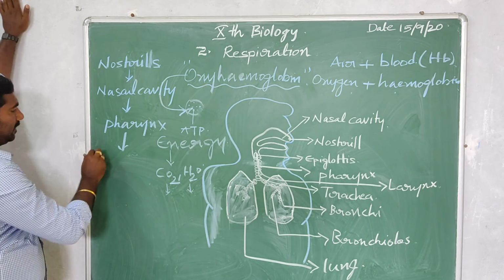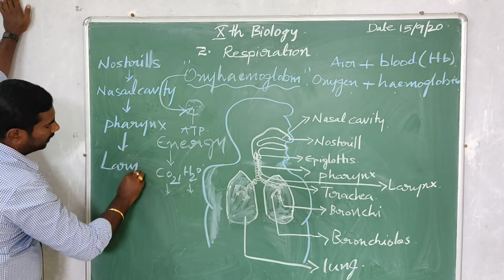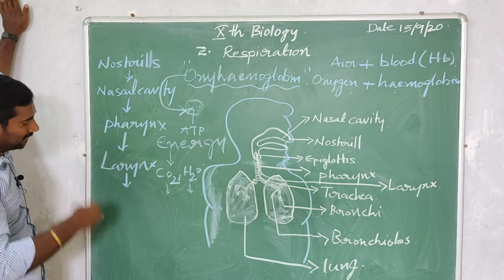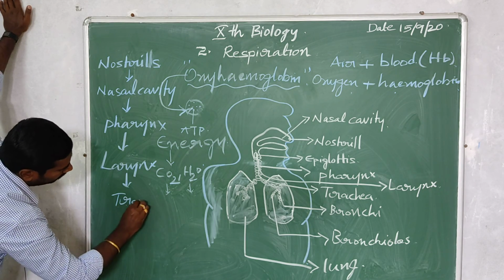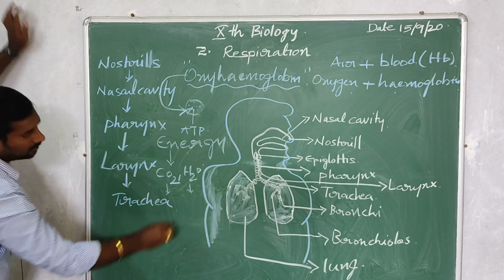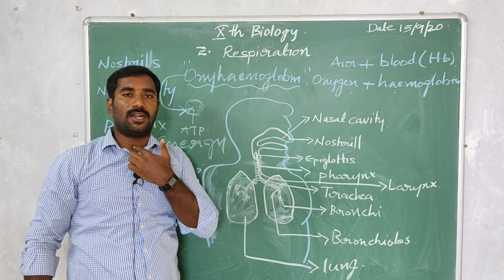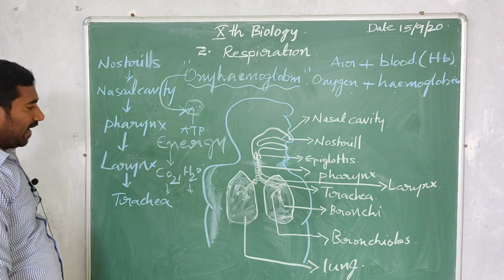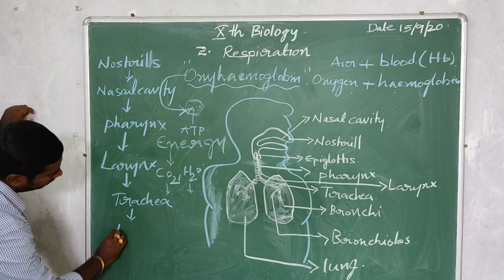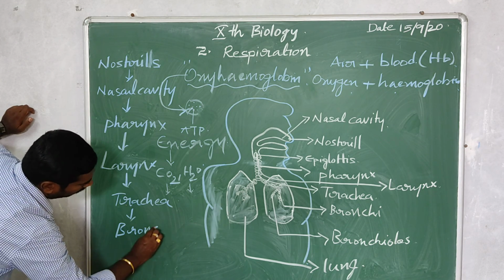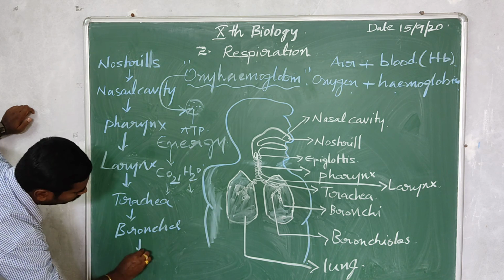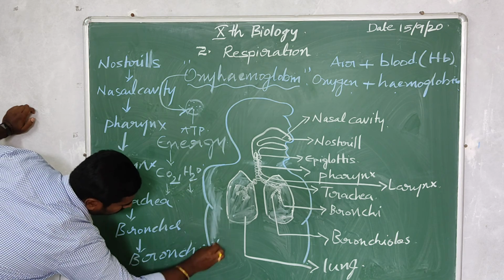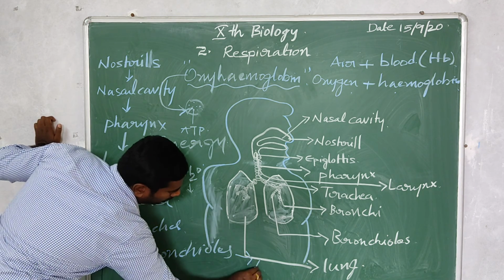Next, after the pharynx it comes to the larynx. After that it reaches the trachea. The trachea we can call the vocal cords, swarapetika in Telugu. From the trachea to the bronchus, and bronchus to bronchioles, and bronchioles to blood.